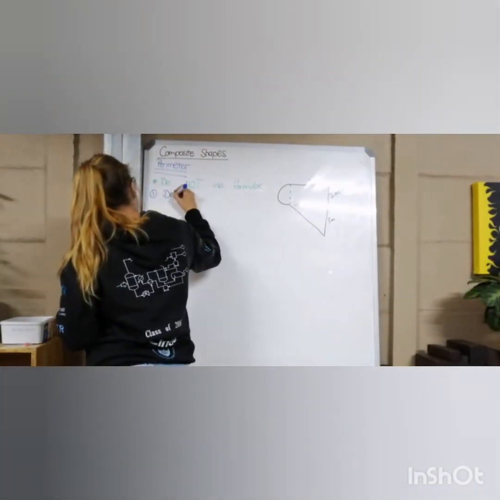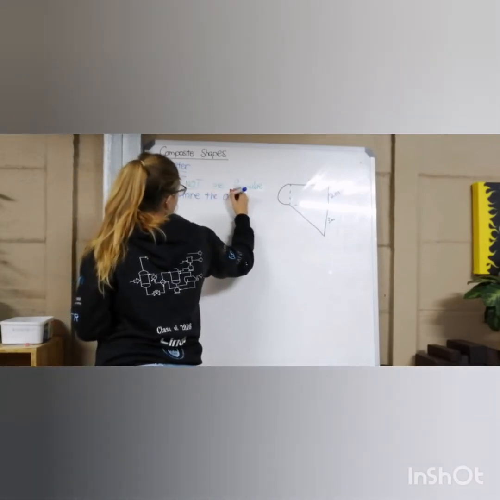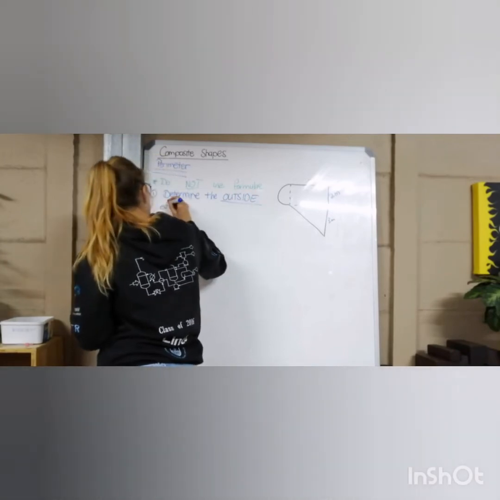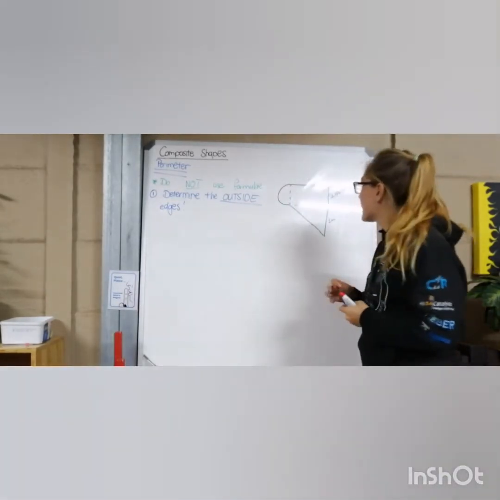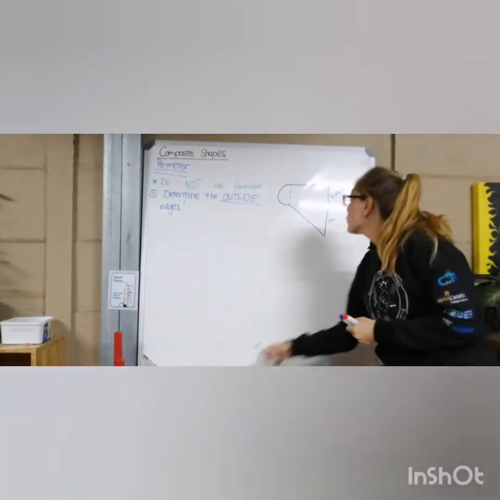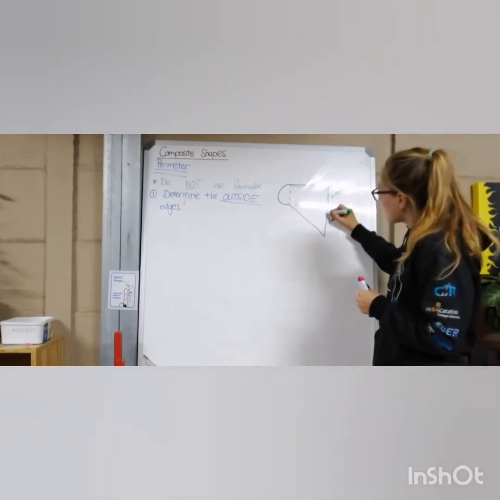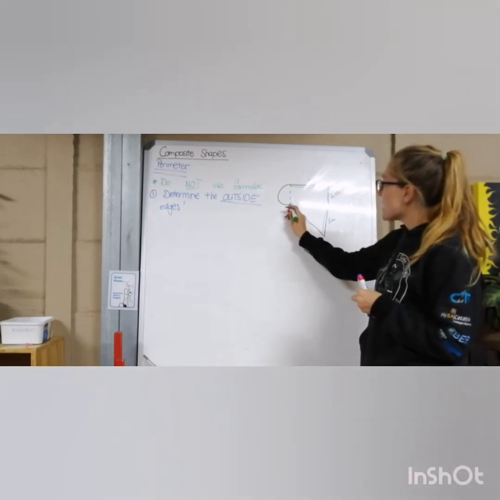Okay, we need to determine the outside edges. We need to figure out the length of every single outside edge. Okay, so let's look. We know that is 4, we know that that is 2, and we know that that is 3. So we have 3 lengths. We still need that side and that side.